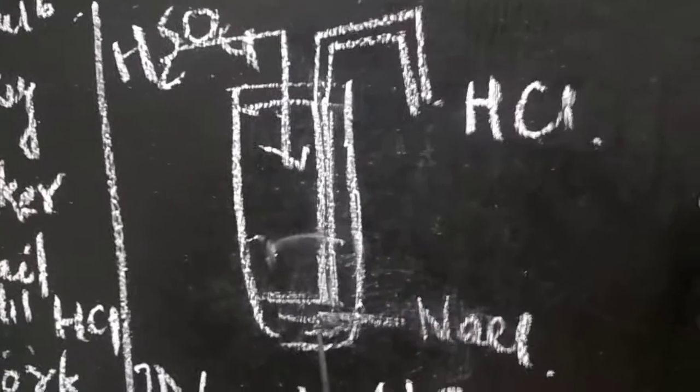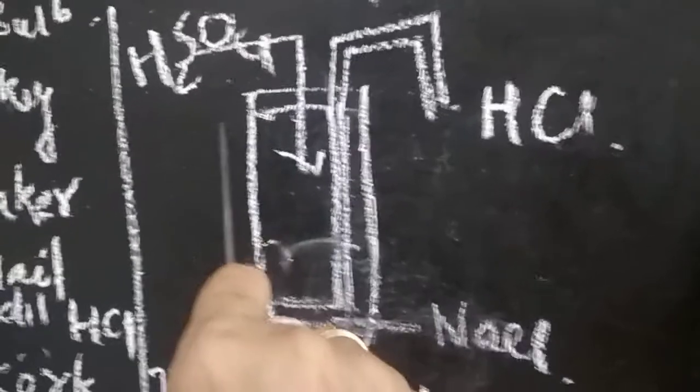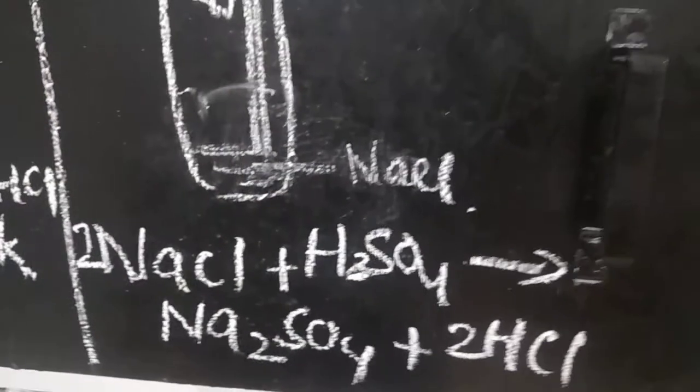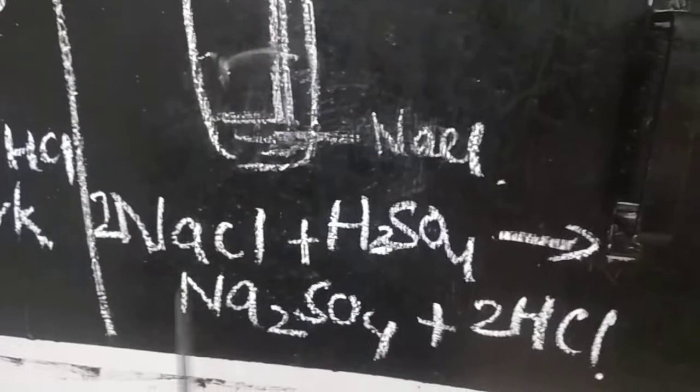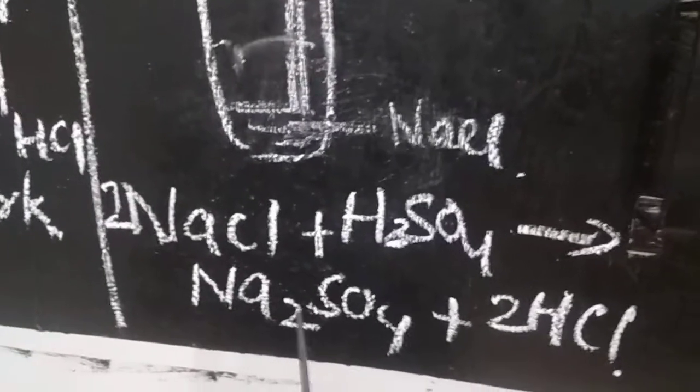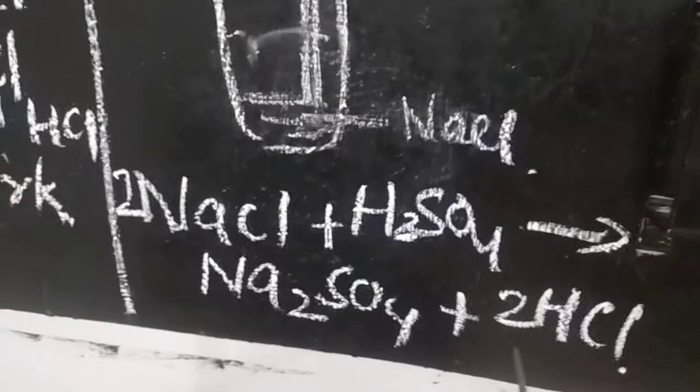One test tube is taken. In this test tube sodium chloride is taken, and from the outside we will add sulfuric acid. When sulfuric acid is added to sodium chloride, you can see the reaction. Sodium chloride, when it reacts with sulfuric acid, you will get sodium sulfate and hydrochloric acid. This is the neutralization reaction. NaCl is a salt. When it reacts with acid, you will get another salt, sodium sulfate, and another acid, hydrochloric acid.